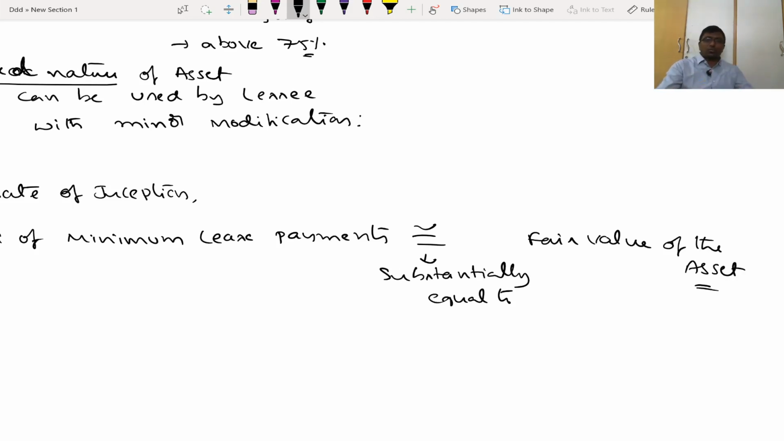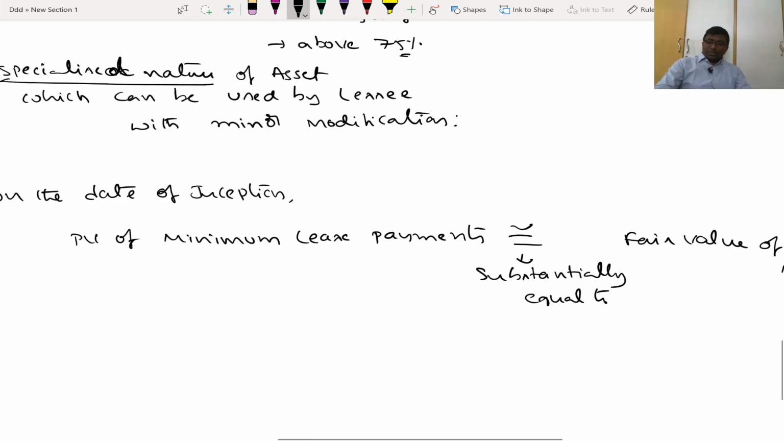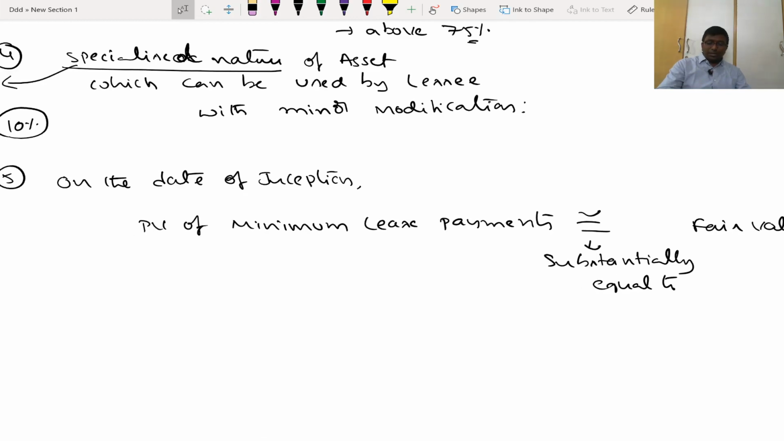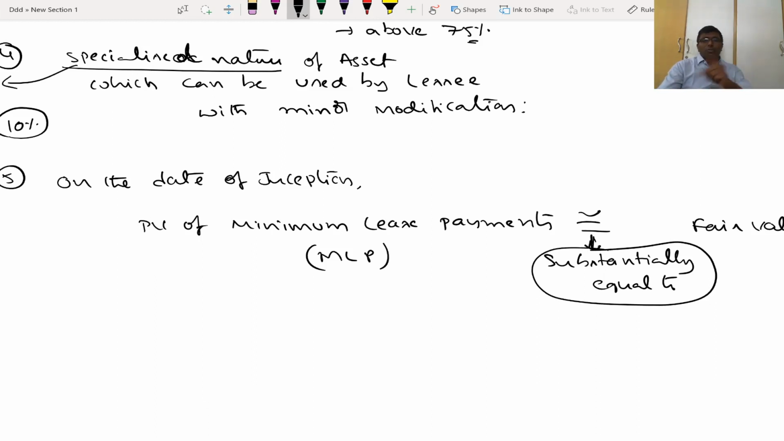This test is supposed to be done. We'll look at it word by word. If you have not written it, write it now. On the date of inception, the present value of minimum lease payments. From now on I will use the short form MLP for minimum lease payments. The present value of MLPs is substantially equal to, or almost the same as, the fair value of the asset.